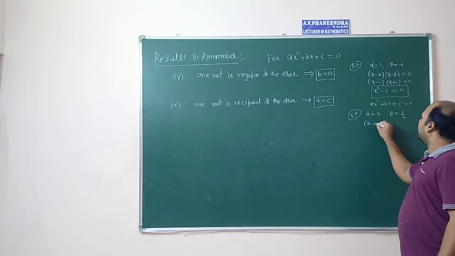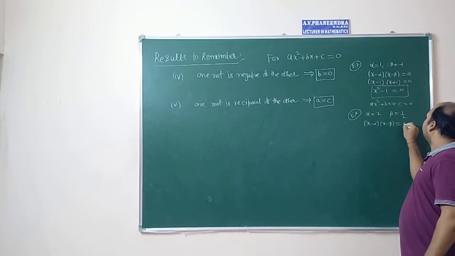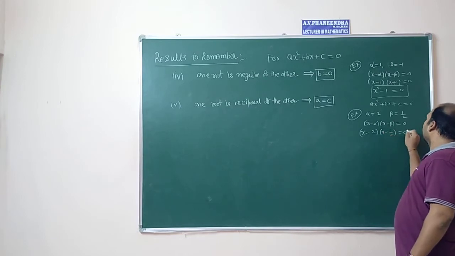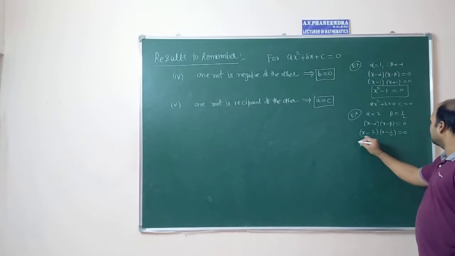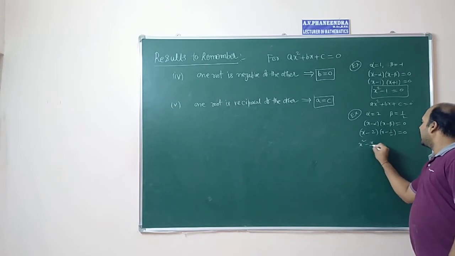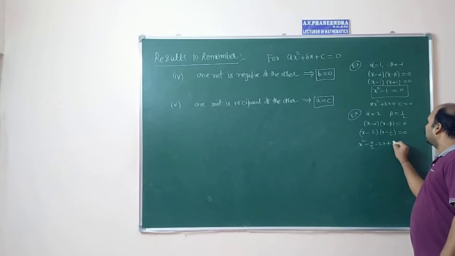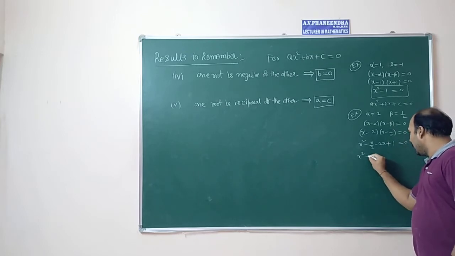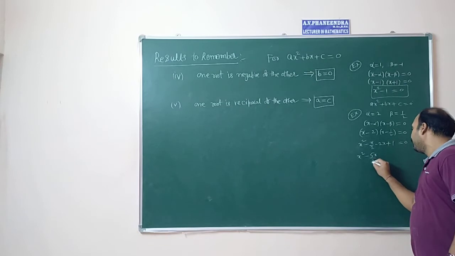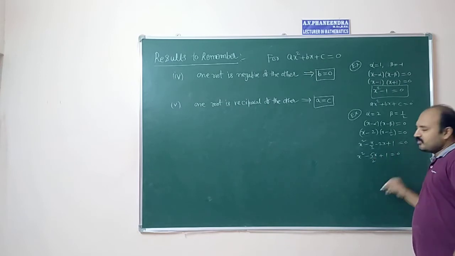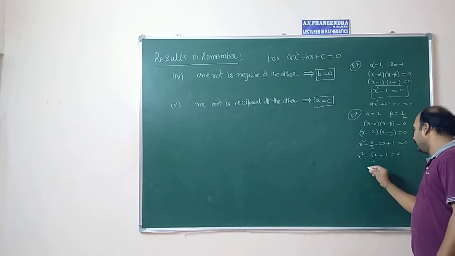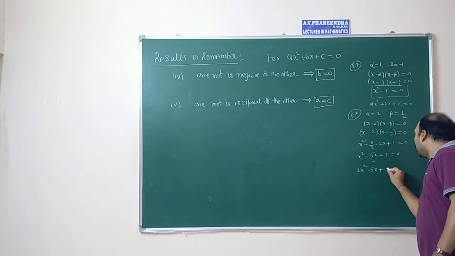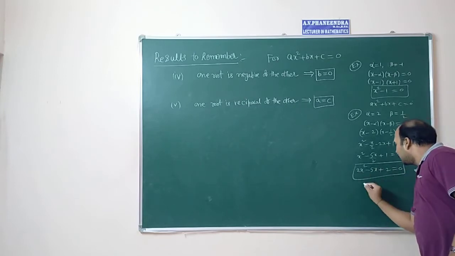So, you take (x minus alpha)(x minus beta) equal to 0. So, (x minus 2)(x minus 1 by 2) equal to 0. So, x square minus x by 2 minus 2x plus 2 into 1 by 2, so 1 will come. So x square minus 5x by 2 plus 1 is equal to 0. After that, take the LCM and multiply: 2x square minus 5x plus 2 equal to 0. This equation you have to observe.